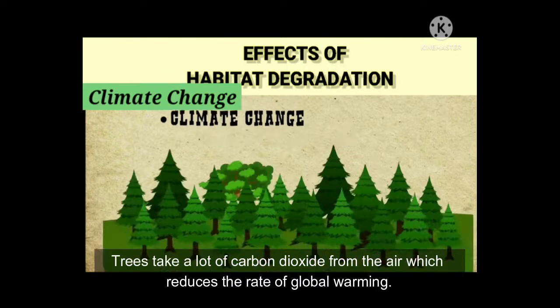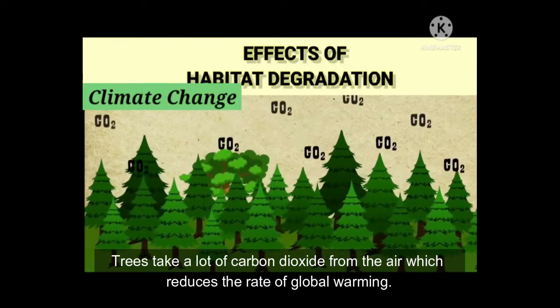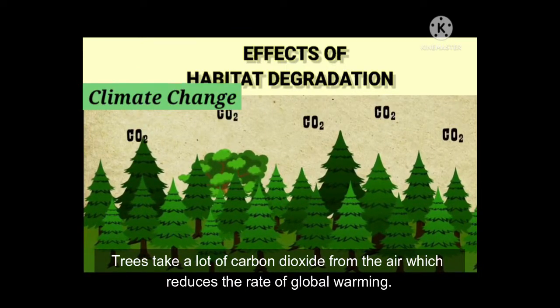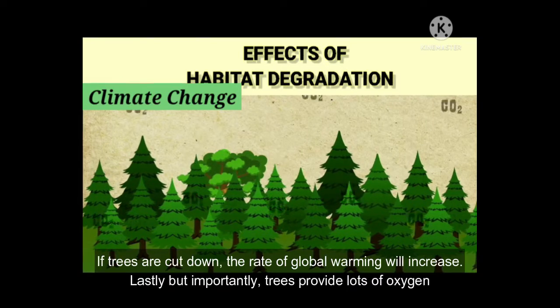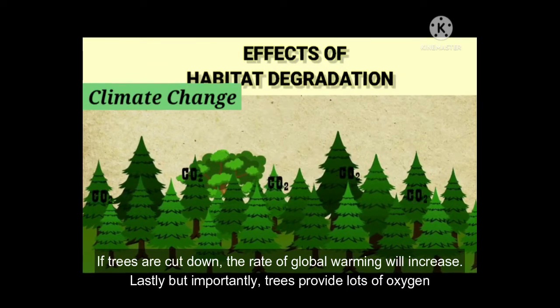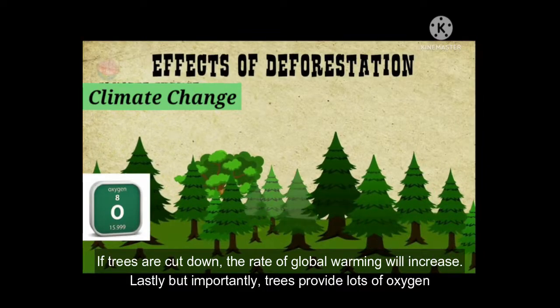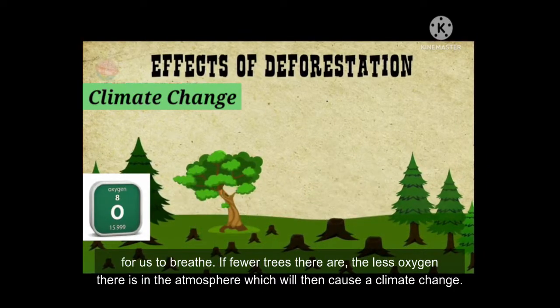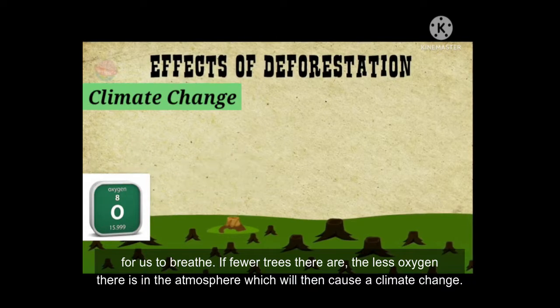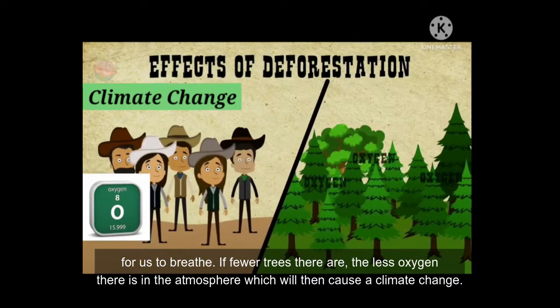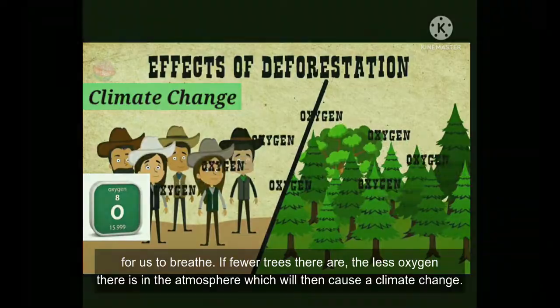Climate change. Trees take a lot of carbon dioxide from the air, which reduces the rate of global warming. If trees are cut down, the rate of global warming will increase. Lastly, but importantly, trees provide lots of oxygen for us to breathe. If there are fewer trees, there is less oxygen in the atmosphere, which will then cause climate change.